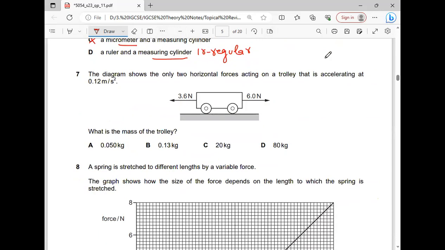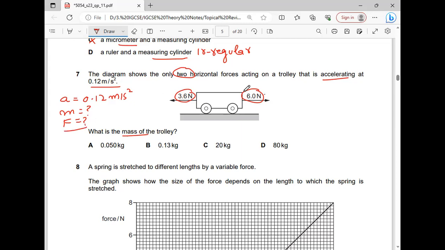The diagram shows two horizontal forces acting on a trolley that is accelerating at 0.12 meter per second square. So acceleration is 0.12 meter per second square. Force 1, force 2. What is the mass of the trolley? So we will use Newton's second law of motion. But for that, first of all, we have to find the resultant force. And what was the formula?